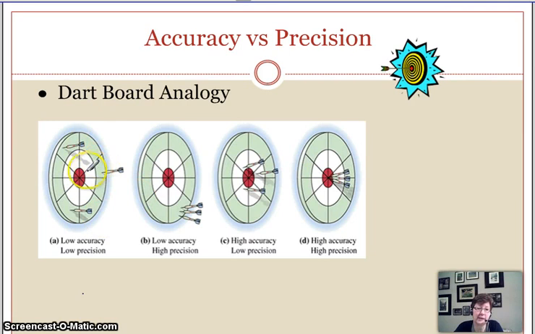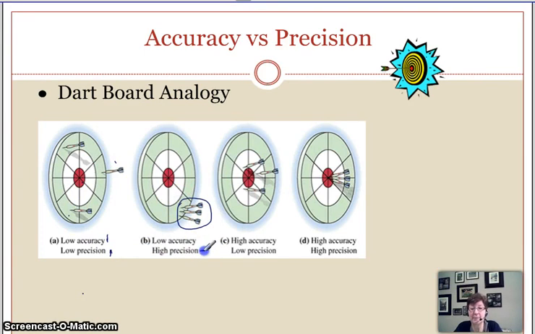So in darts, of course, the objective of the game is to throw these pointed objects at the bullseye. And the bullseye is this red circle right in the middle. So in the first example, there's 3 sets of darts that were thrown. They didn't hit close to each other, and they also did not hit in the bullseye. So they have low accuracy because they didn't make the accepted value, and they have low precision because they aren't close to each other.